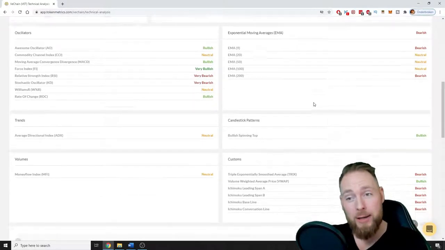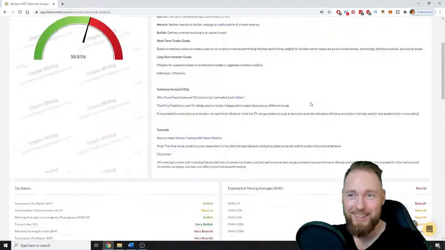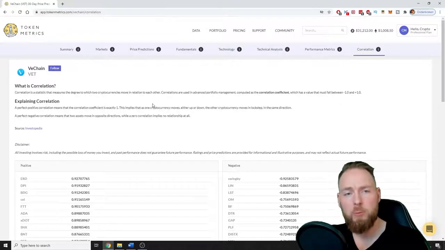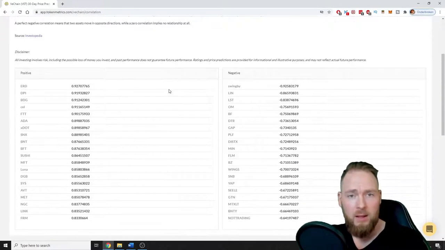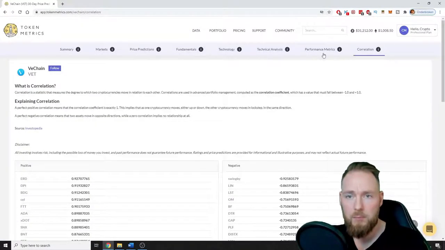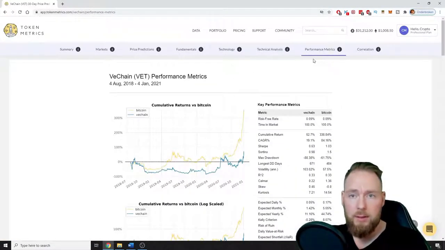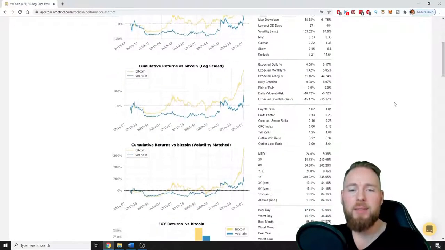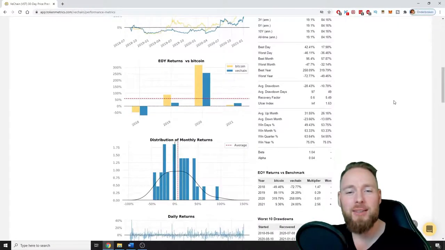More and more information, correlation. What is correlation? It's a statistic that measures the degree to which two cryptocurrencies move in relation to each other. So here you can see positive and negative. Then the performance metrics from August 2018 to today. Everything you need, guys. Look at all the information.